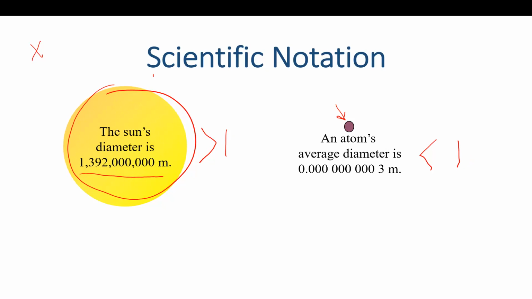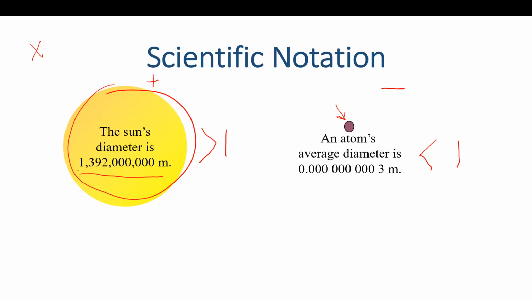So typically what we're going to do for scientific notation is express each number as a power of 10. With really large numbers like the sun's diameter, the power of 10's exponent will be positive. With really small numbers like the average diameter of an atom, the power of 10's exponent will be negative. So that's key. So how do you determine these values?